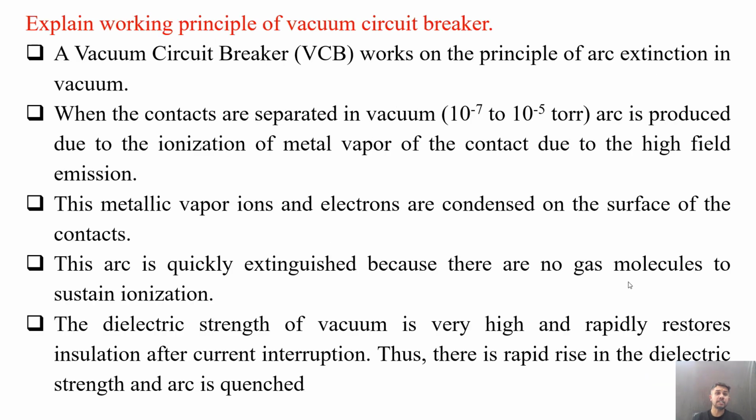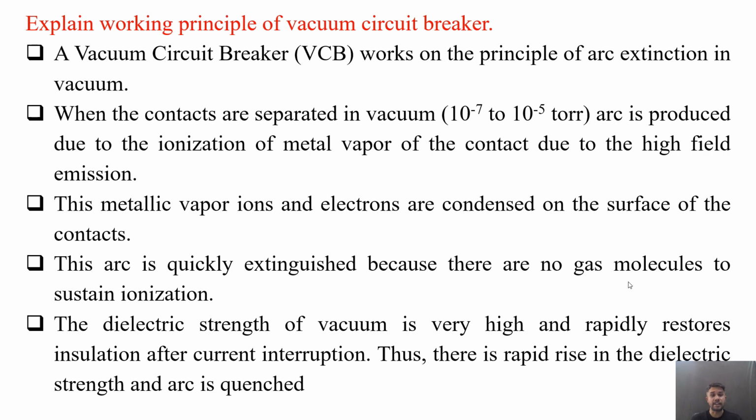Explain working principle of vacuum circuit breaker. A vacuum circuit breaker, that is VCB, works on the principle of arc extinction in vacuum. When the contacts are separated in vacuum, that is at 10⁻⁷ to 10⁻⁵ torr pressure, an arc is produced due to the ionization of the metal vapor of the contacts due to the high field emission.